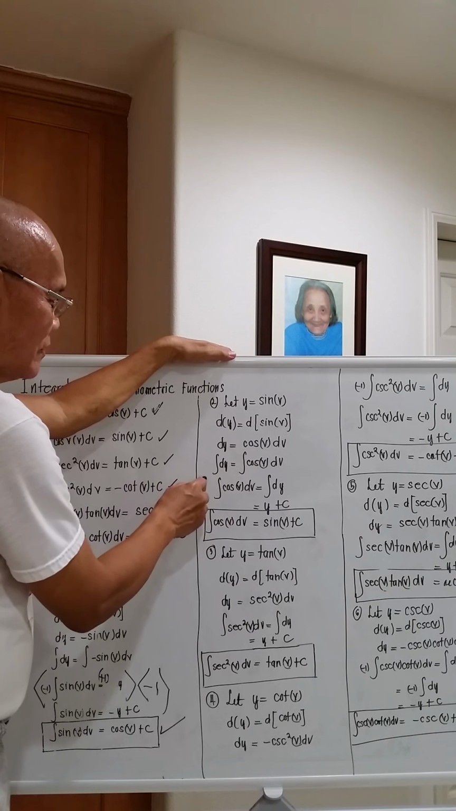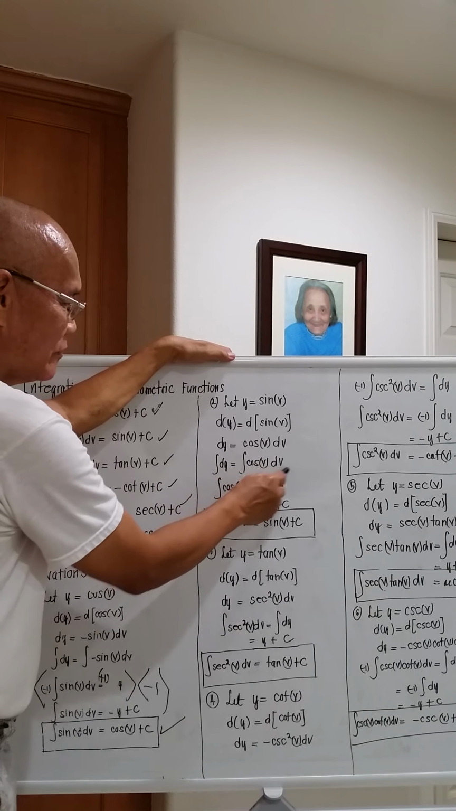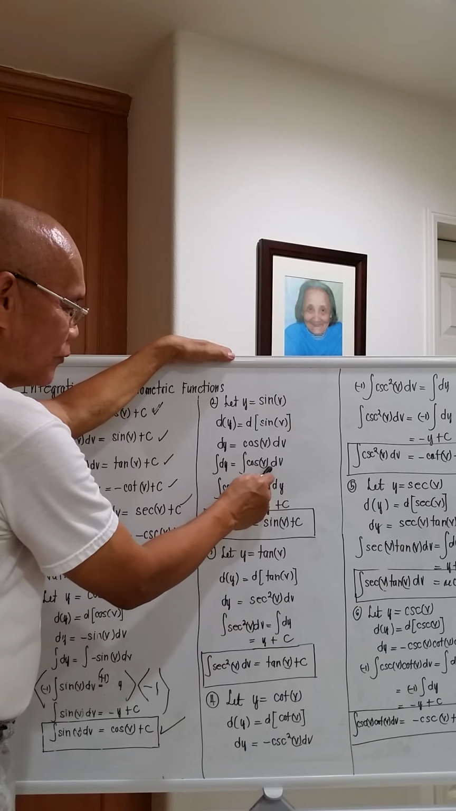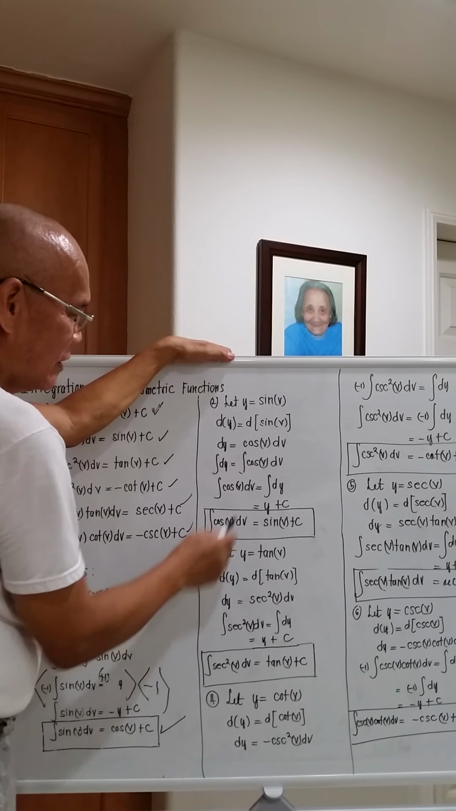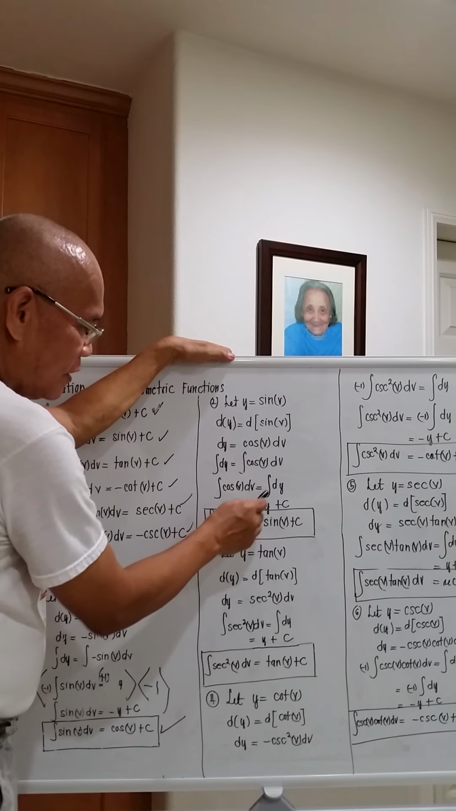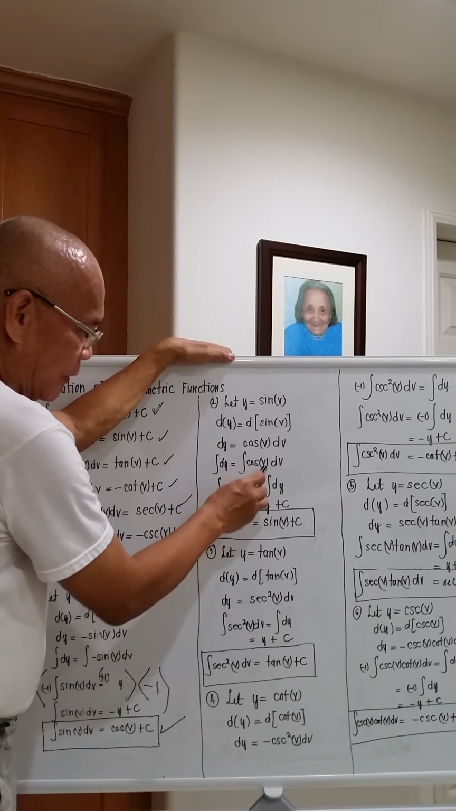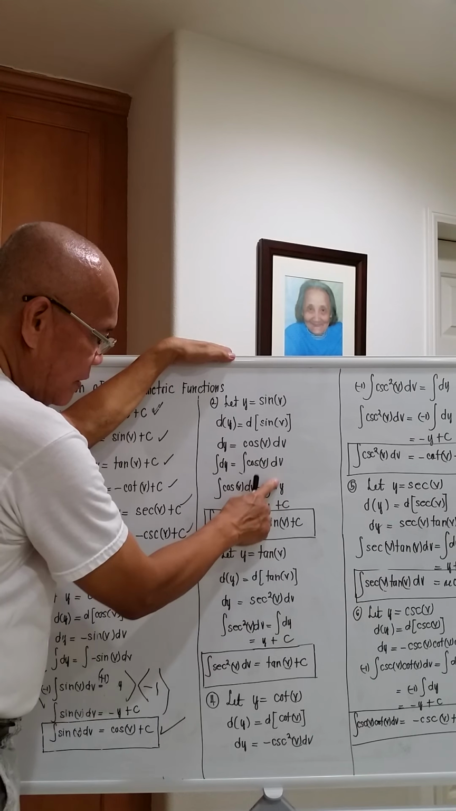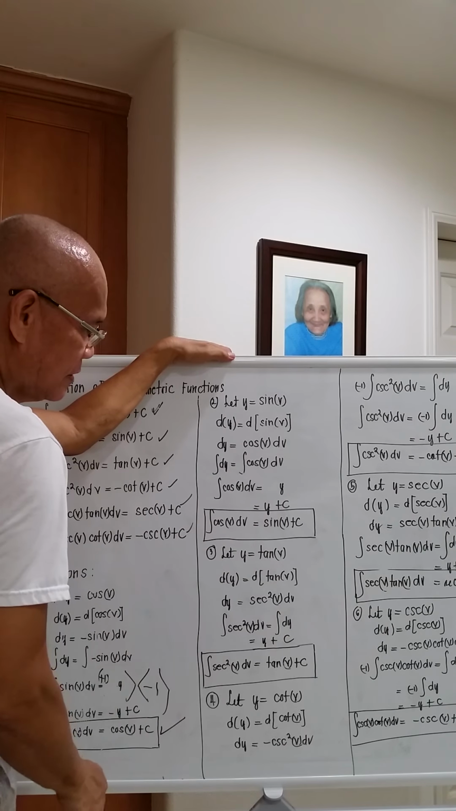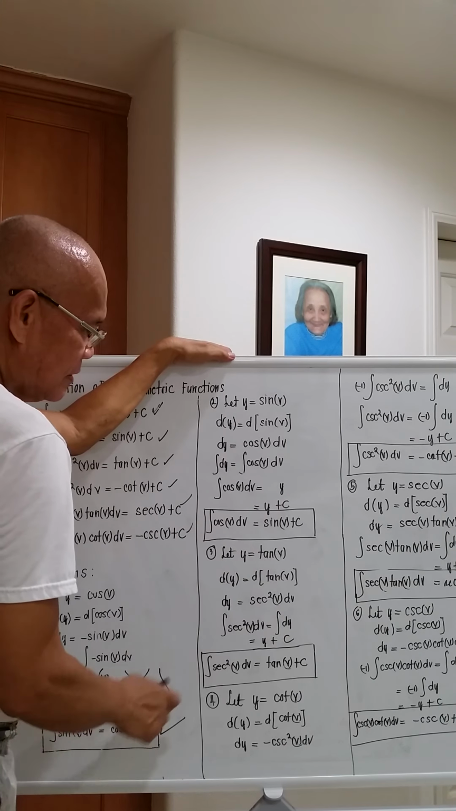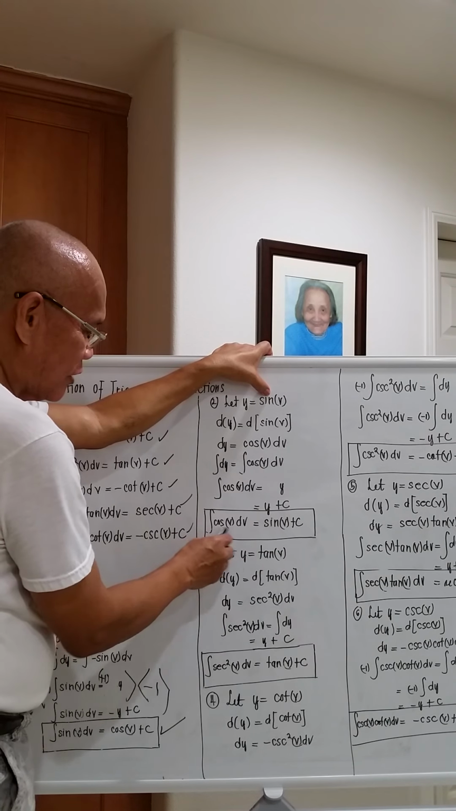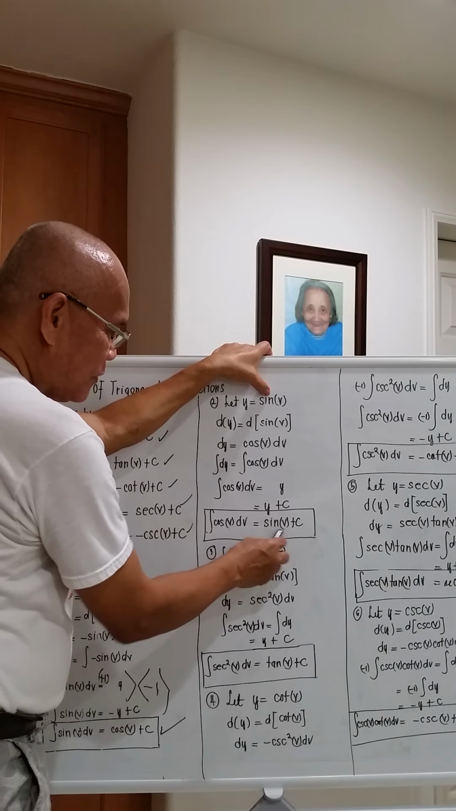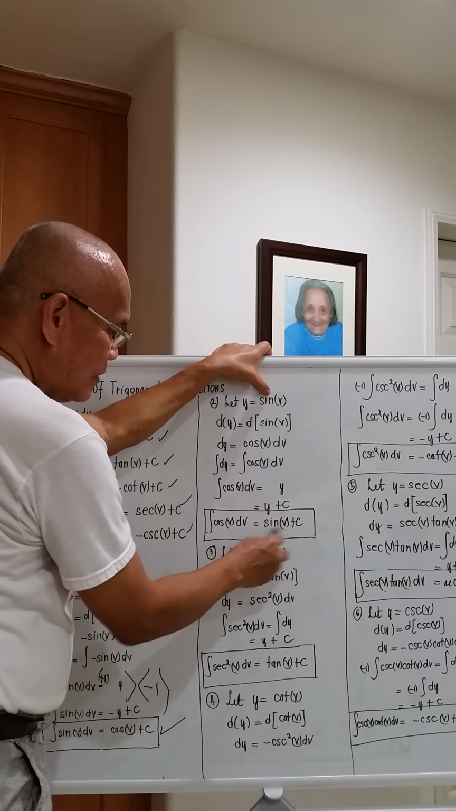The integral of dy equal to the integral of cosine of b dv. Right? We put this on the left, we put this on the right. The integral of cosine of b dv equal to the integral of dy. The integral of the differential of y is just y. Okay? Plus c. But what is y? Y is sine of b. Therefore, the integral of cosine of b dv equal to sine of b plus c. That's formula number 2. Okay?